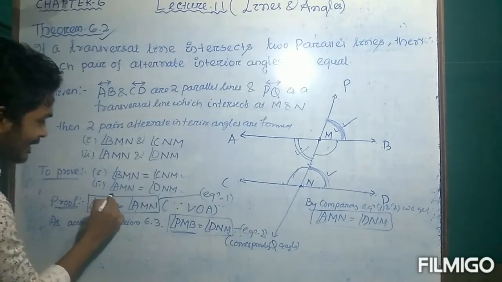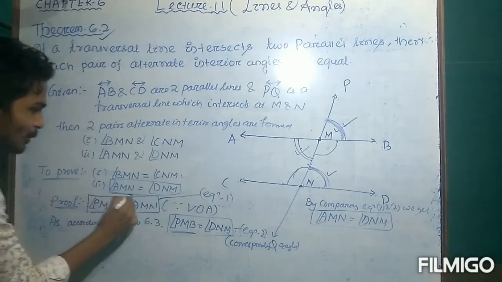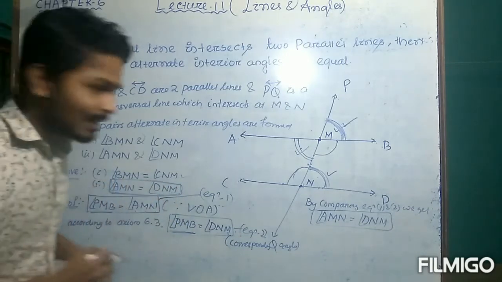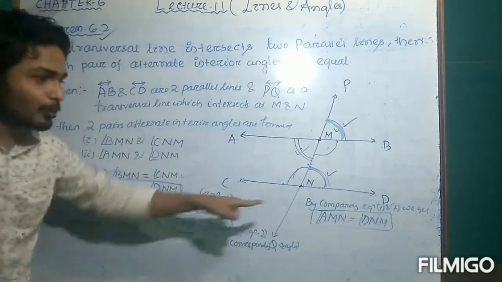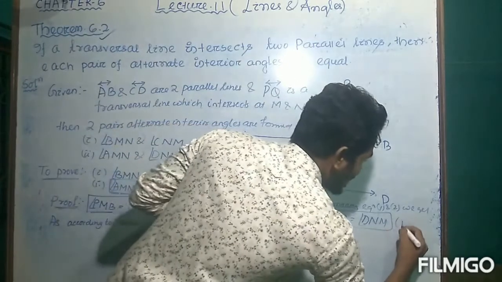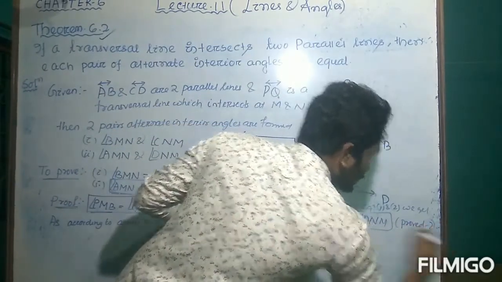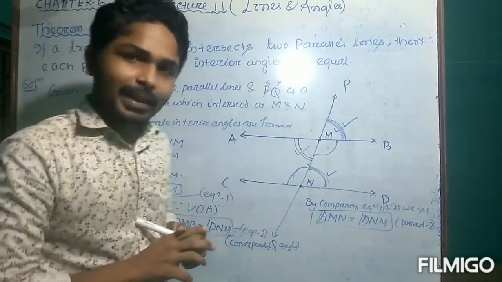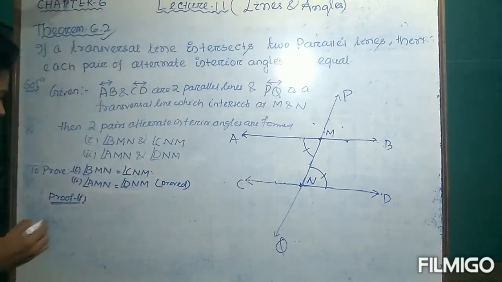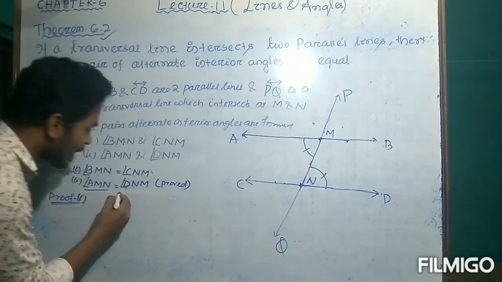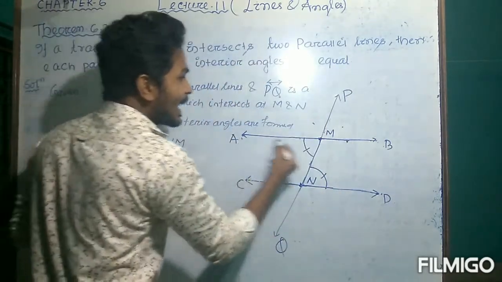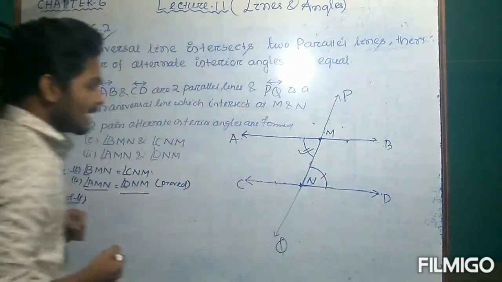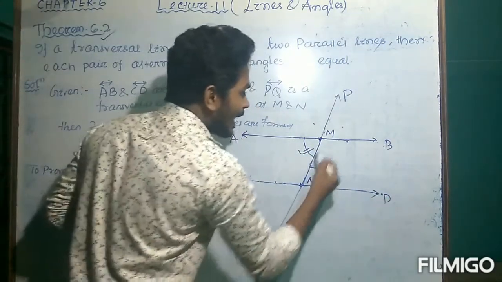Now you can see this is the second proof. We had to prove this statement, AMN is equal to DNM, and we proved it. Okay, so this is proved. Understood how we proved it? So we have proved the second statement, that the angle AMN is equal to the angle DNM. In this figure the angle AMN, that means this angle, is equal to the angle DNM.